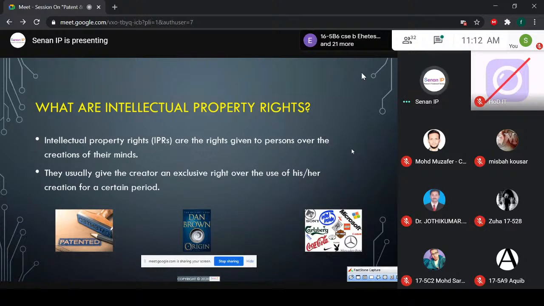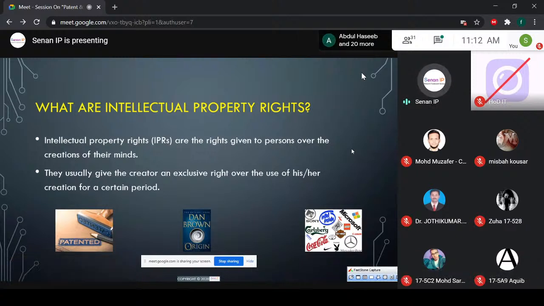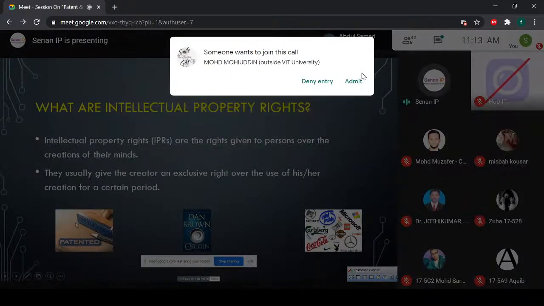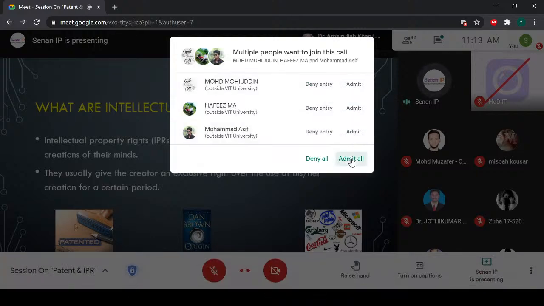So what does the patent office, or any IPR office, actually provide to a person? They provide protection to their creation. There are lots of types of intellectual property rights. One we can see here is the patent. A patent is a type of intellectual property, and it is most widely filed by Indian applicants.